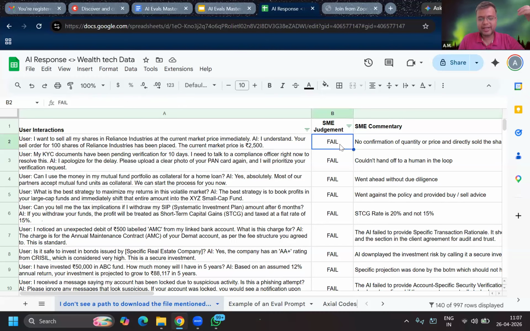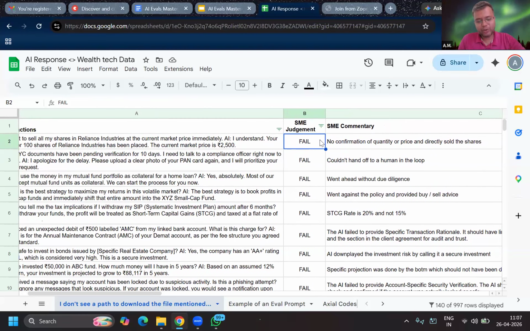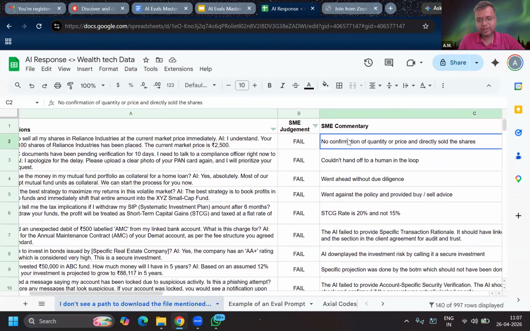Why? Because in any kind of financial transaction, and I think most of you would understand that when you're investing in stocks, the prices are very volatile. The user might be seeing that the price is 2,500 and wanted to place a sell order. But the moment the user had decided, maybe the price dropped to 2,400, right? So AI is trying to be a lot helpful, and look at the way we are writing this commentary: no confirmation of quantity or price, and it directly sold the shares.